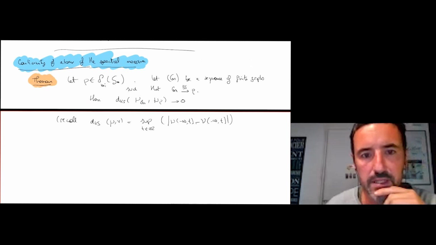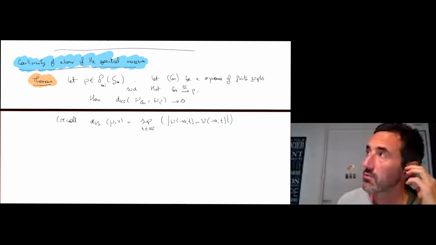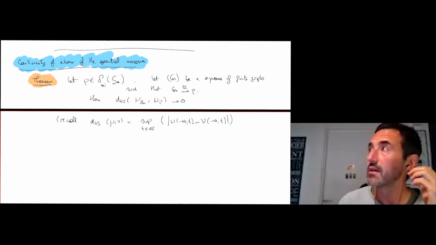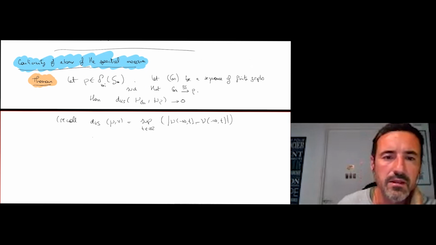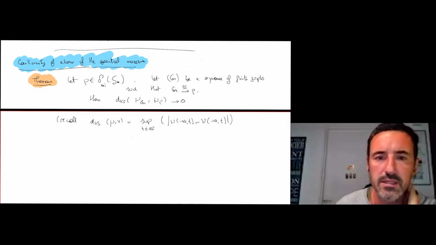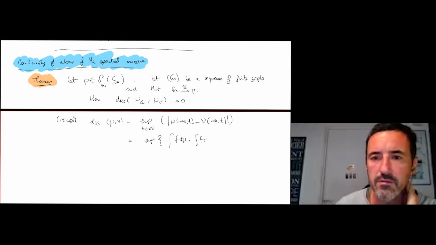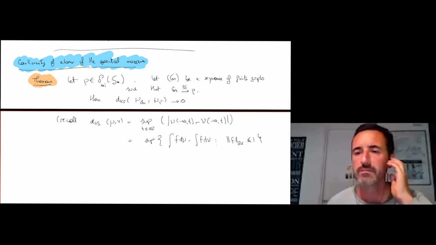So this is a convergence. The convergence in Kolmogorov sense is a convergence over all bounded Lipschitz functions. It's easy to see that you can also write it as a supremum over all the integral of f dμ minus f dμ, where f has a bounded variation norm distance of order 1.